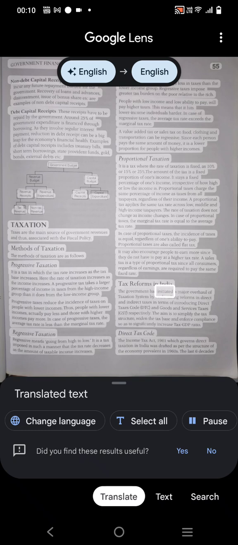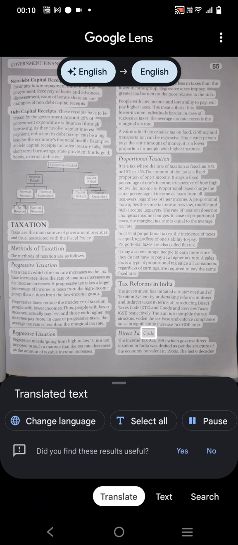Tax reforms in India. The government has initiated a major overhaul of the taxation system by undertaking reforms in direct and indirect taxes in terms of introducing the Direct Taxes Code, DTC, and Goods and Services Tax, GST, respectively. The aim is to simplify the tax structure, widen the tax base and enforce compliance so as to significantly increase the tax-GDP ratio.